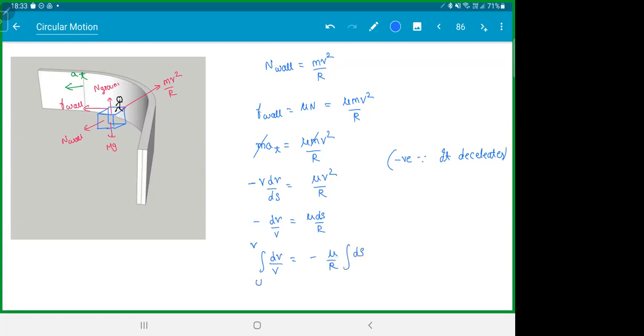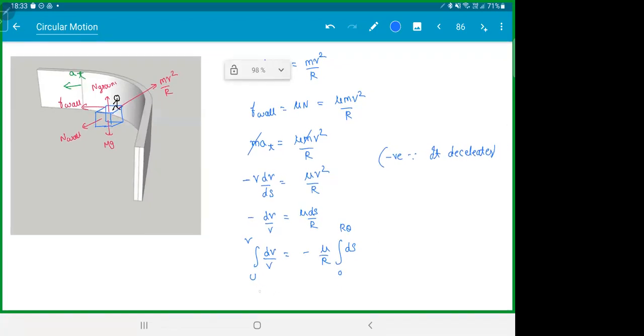Initial speed is u, final speed is v, distance is 0 to r theta. You're covering a distance of r into theta, the total distance traveled. This guy would be ln v minus ln u. This will be minus mu r theta by r. This will become v by u is equal to e to the power of minus mu theta. I removed that log term, okay? v equals u into e power minus mu theta. There, that's your velocity as function of theta.